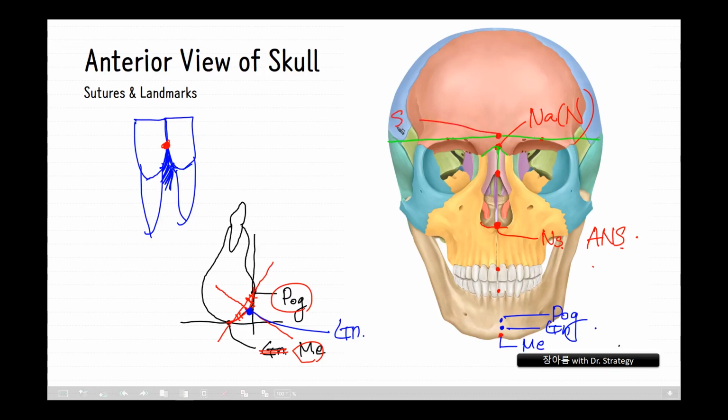And the orbital. Orbital is most commonly and prevalently used because it is used on the Frankfurt horizontal plane, as I said in the former video clips. The lowest point on the lower edge of the cranial orbit. This is a bilateral point. Here and here is an orbital.